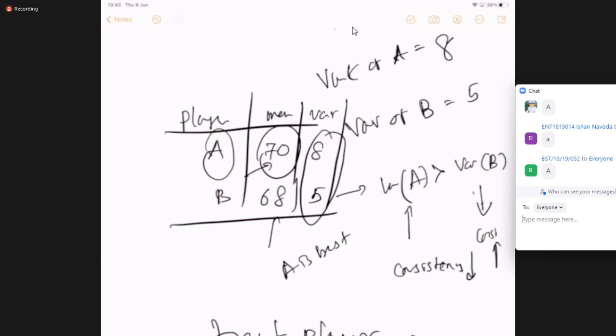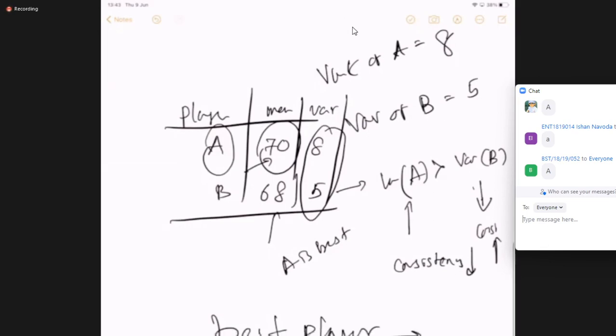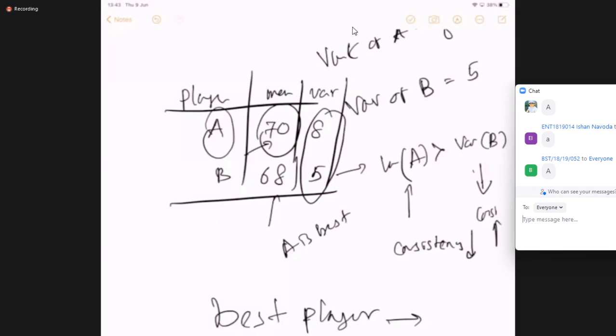But I will teach you another method to find this consistency. It's not enough to find their means and variances to find the consistency. In this case, these two players have similar average values, 70 and 68. They are really close. No? Therefore, it's enough to compare their variances to conclude their consistency.